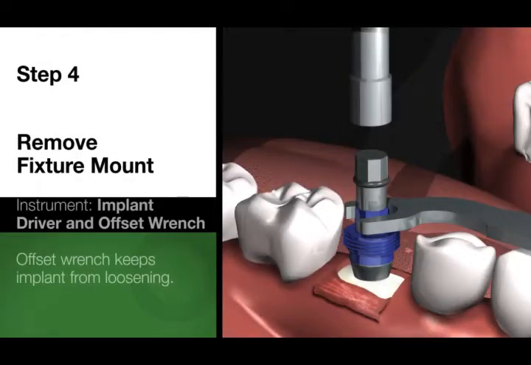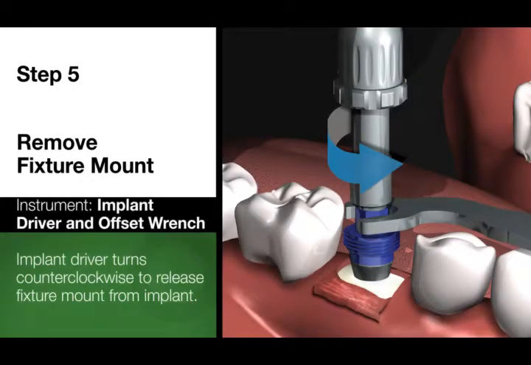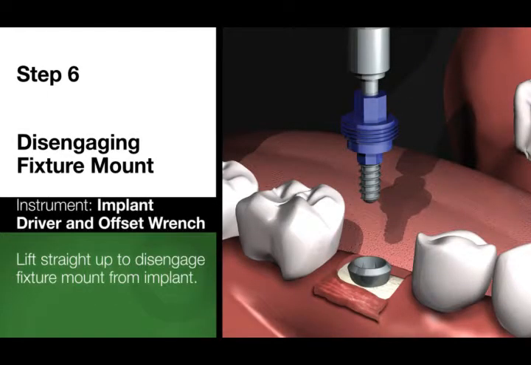Step 4. Removing the fixture mount from the implant. Locate the fixture mount holding key with the OCTAGON surgical kit. Use the holding key to engage the hexagon of the fixture mount to keep the implant from loosening. Step 5. Using the ratchet or contra-angle driver tool with the holding key in place, turn the fixture mount screw counterclockwise to release the fixture mount from the top of the implant. Step 6. Disengage the fixture mount from the implant by pulling the driver tool and fixture mount away from the implant site in a straight upward or downward direction.